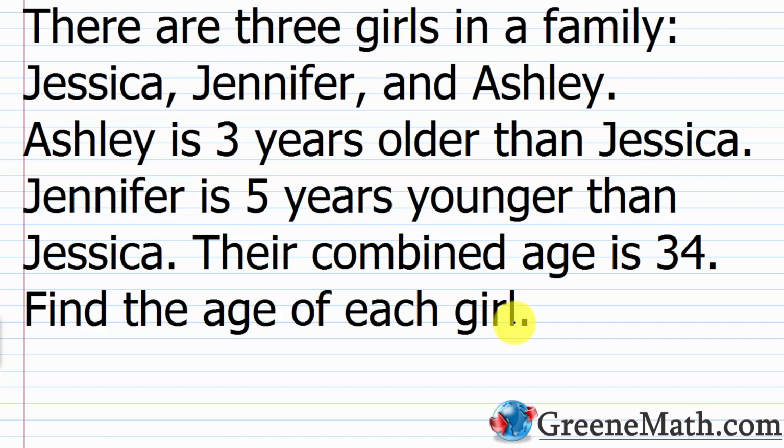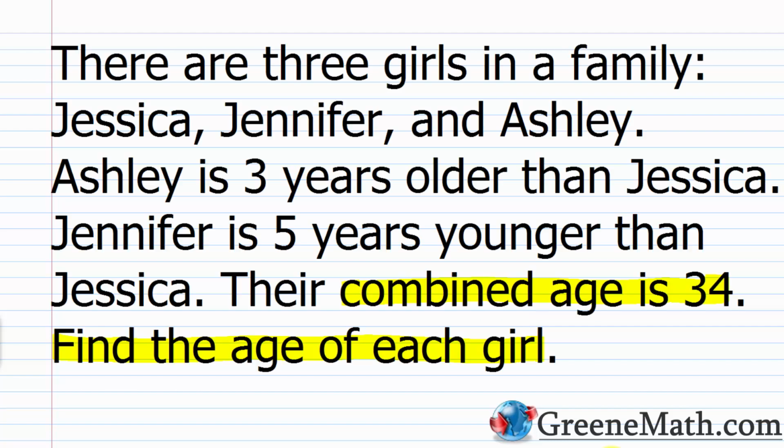Their combined age is 34. Find the age of each girl. So when you read this problem for the first time, again, your goal is to figure out what you're being asked to find. We're being asked to find the age of each girl. This is another problem where we're trying to find the individual amounts, given that we have the sum of the individual amounts. So their combined age is given to us. It's 34. So if there are 3 girls, Jessica, Jennifer, and Ashley, they represent our 3 unknowns. We want to find the age of each one.